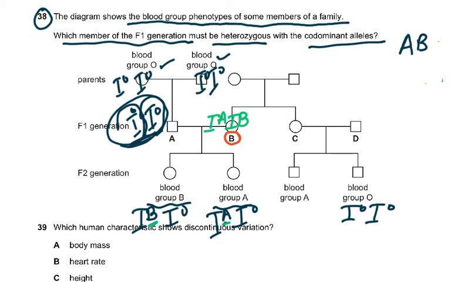But then this parent A is the father and this B is the mother, and the children have a B group and an A group. So where did the A and the B come from? It has to come from the mother. So the mother has to be IB.